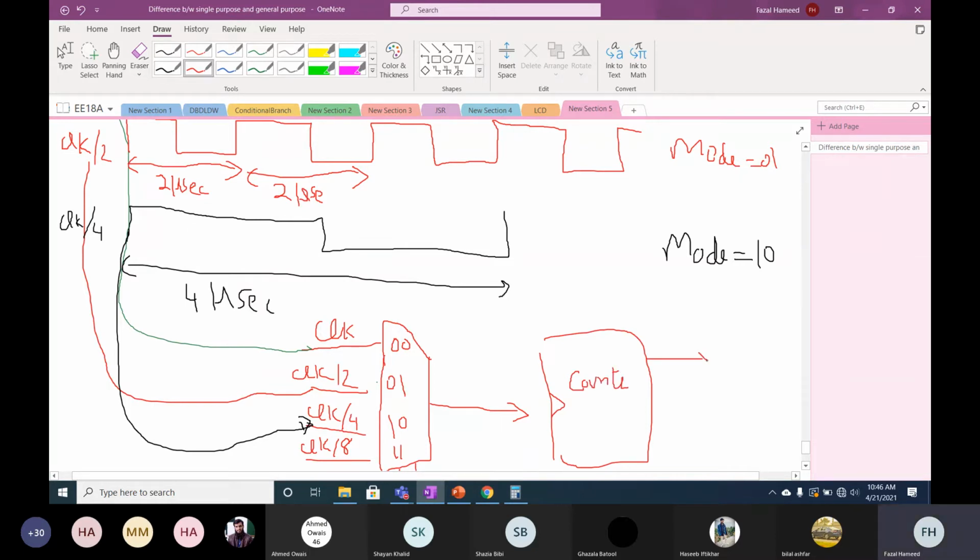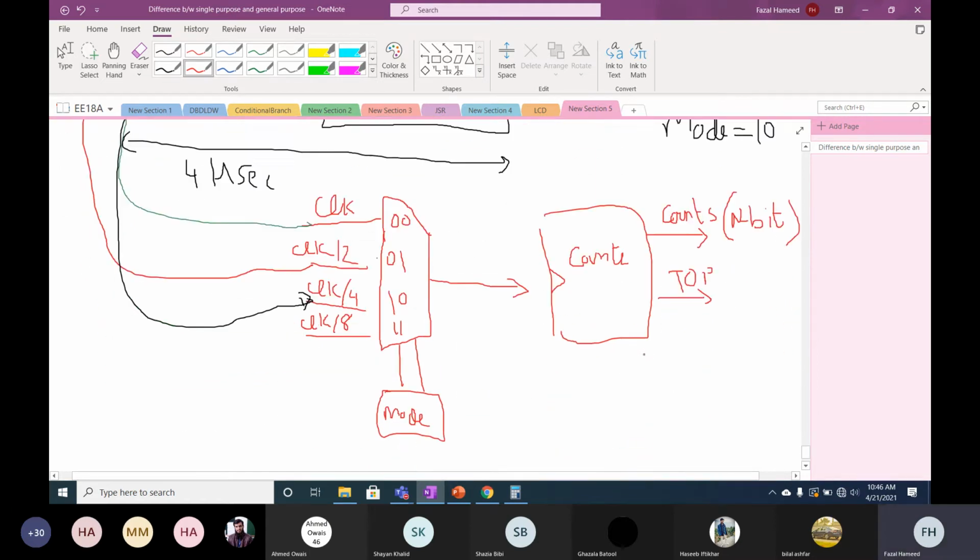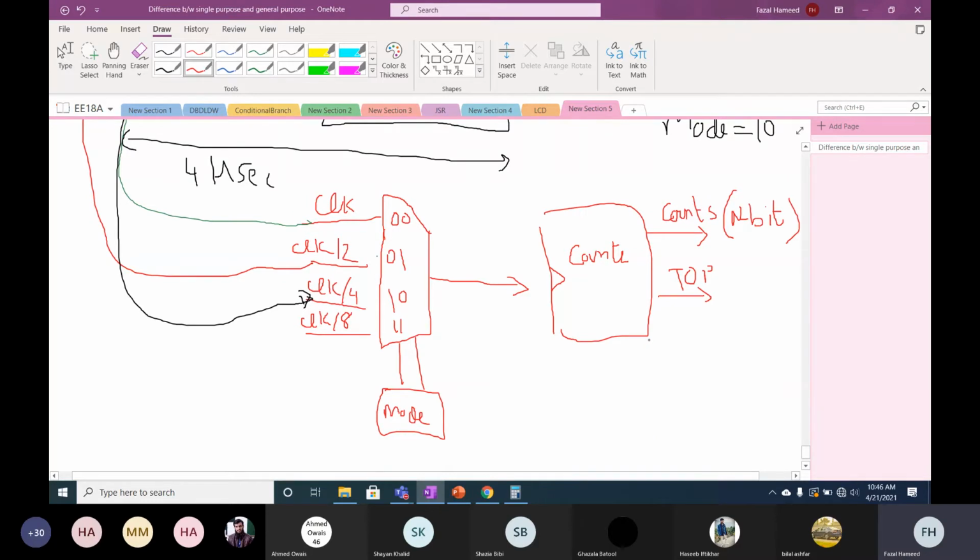And it will give the counter as counts and the top signal. What is the count bit? Count is actually n bit. And the top signal will be inserted when it reaches the maximum value. So if the mode bit is 0 0, it will count the pulses of clock, and in this example, it is 1 microsecond. If the mode bit is 0 1, it will count the pulses of clock by 2, which is 2 microseconds. And if the mode bit is 1 0, it will count the pulses of clock divided by 4, which is 4 microseconds.